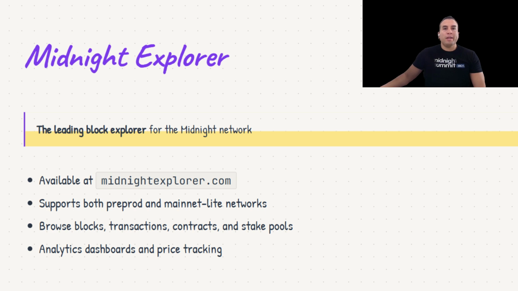Let's look at Midnight Explorer more closely. It's available at midnightexplorer.com and supports both the pre-prod testnet and mainnet. You can browse blocks, inspect transactions, look up contracts, check state pools, and even see an analytics dashboard with price tracking. It's the tool you will reach for first when you need to verify something on chain. Think of it like Etherscan for Midnight. Same concept, adapted for a privacy chain.